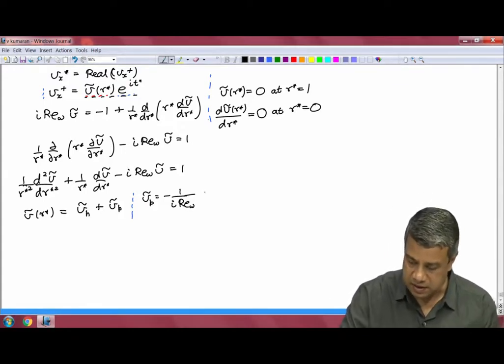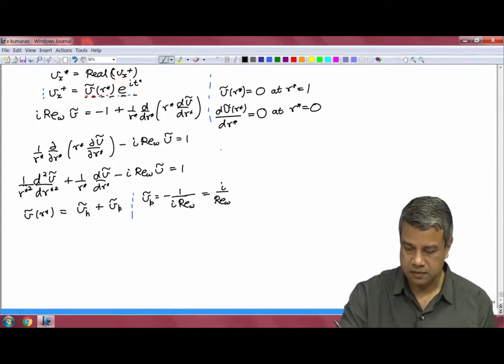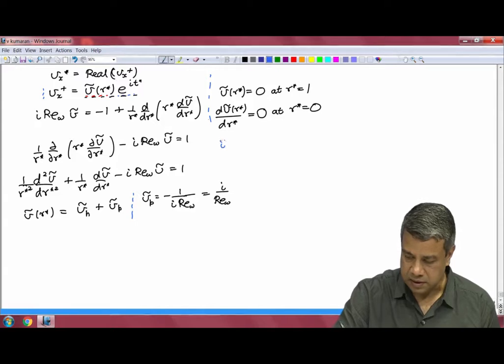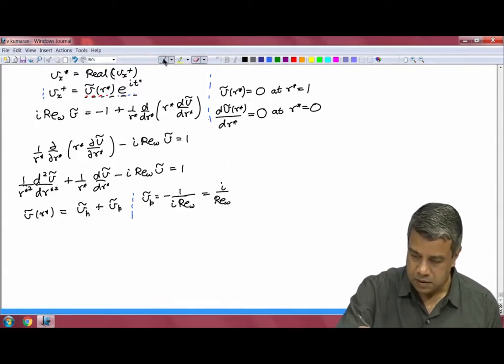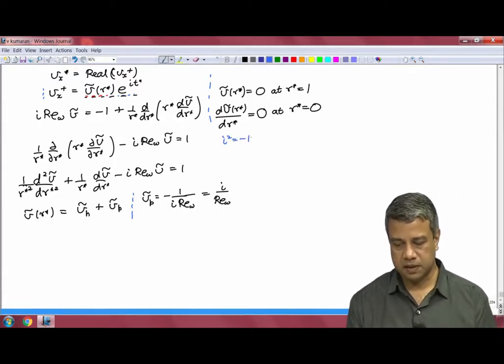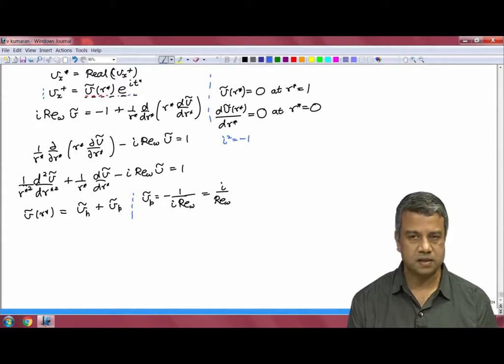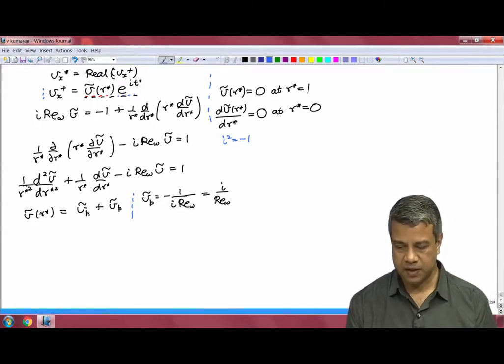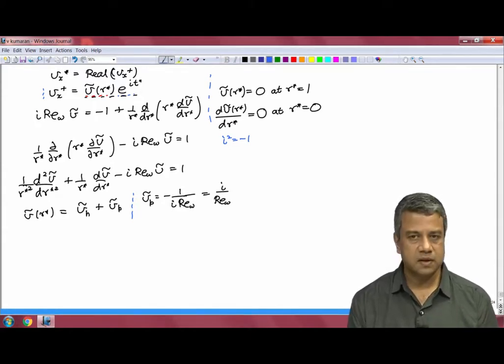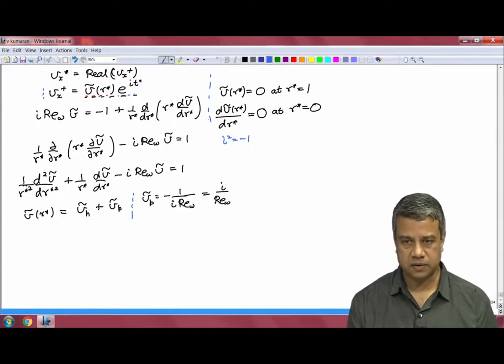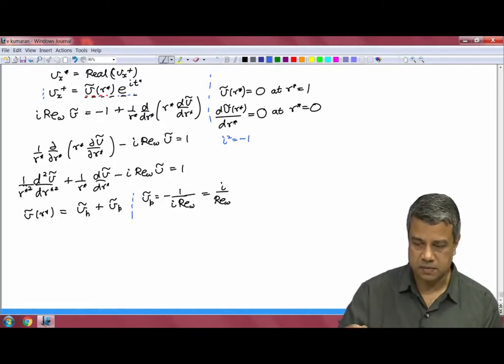I can also write this as i by r e omega, because we know that i square is equal to minus 1. So, if I multiply this by i square, I will just get minus of i by r omega. So, this particular solution, which is a constant, satisfies the governing equation. So, it is a valid particular solution. The constants of integration will all come in from the homogeneous part of the solution.